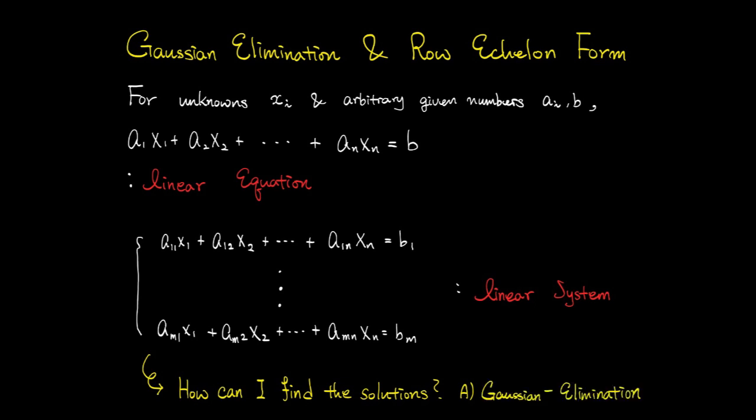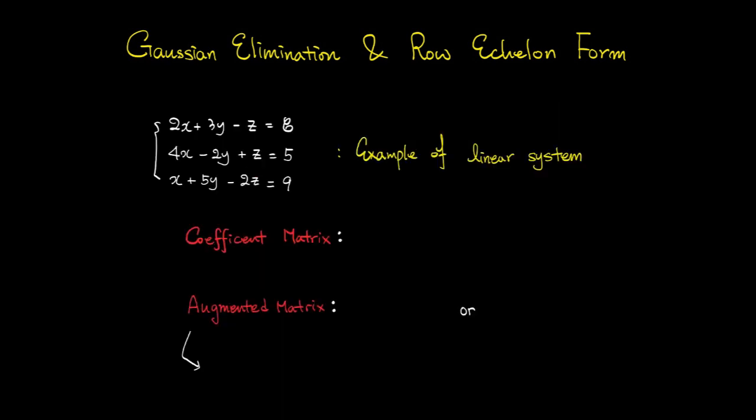Gaussian elimination. Today's goal is, when a linear system is given, to find the solutions for the unknowns xi. Gaussian elimination, which we will learn today, is one of the methods for solving a linear system. To understand Gaussian elimination, we first need the definitions of a couple of things.